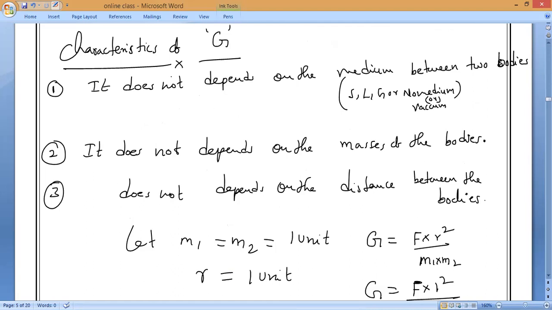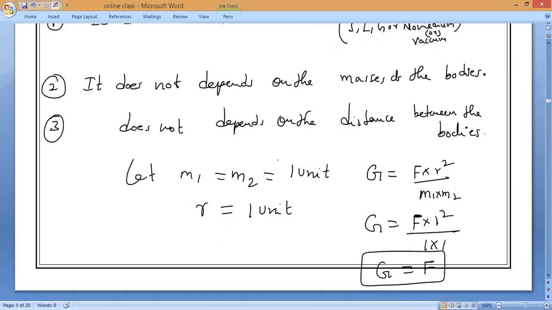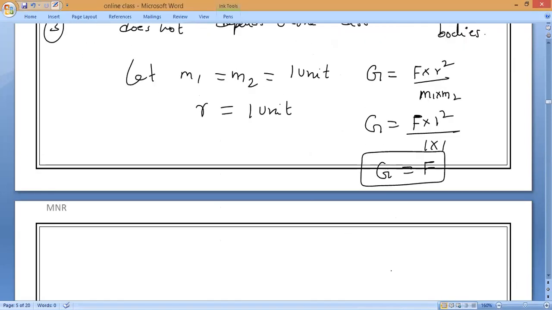Yeah. So these are the characteristics of G. It is independent of everything. It does not depend on anything. Medium doesn't matter. Mass doesn't matter. And the distance between them also doesn't matter. That is what it is. Okay, so please write it. And here put one statement: G is equal to F.